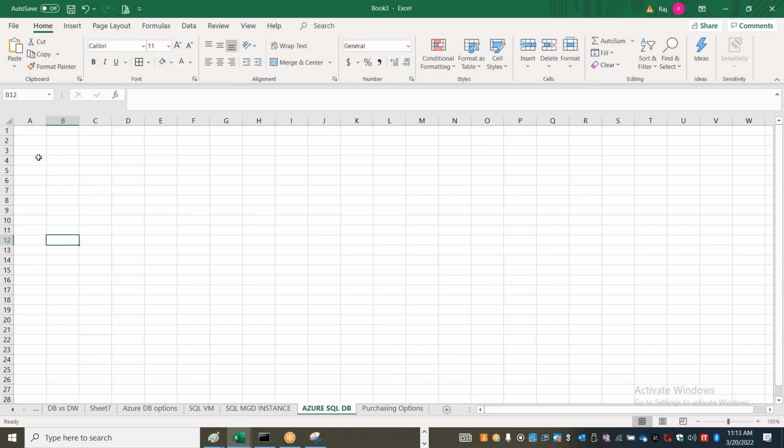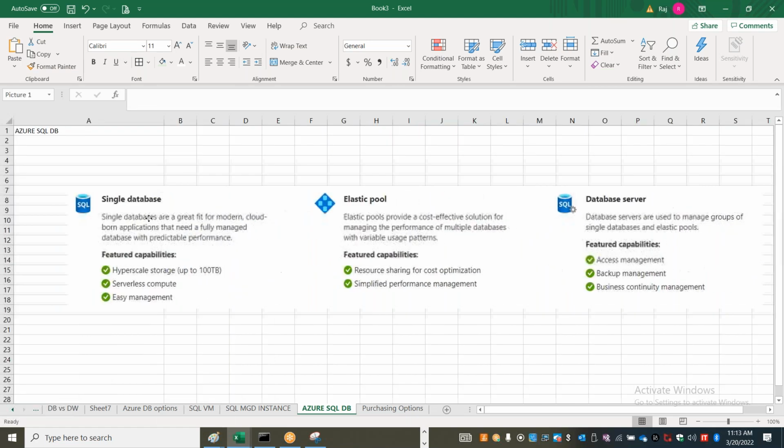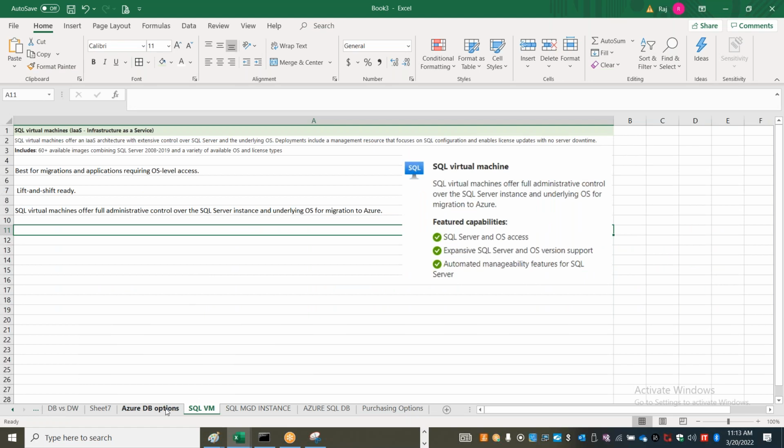Okay, this is what most of the people will be interested in, because this is the Azure SQL DB, where you will go and create the database only. You are not going to create the entire instance. You are going to have access only to the databases. And I'm not sure how many of you are clear with this particular classification.